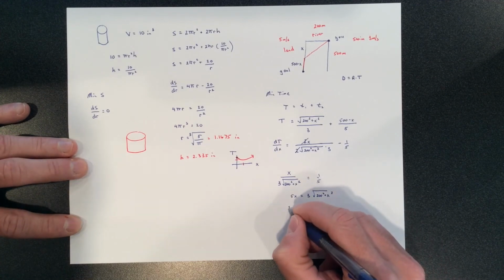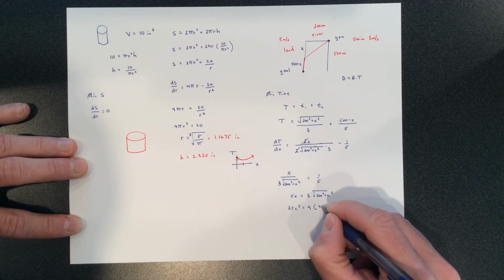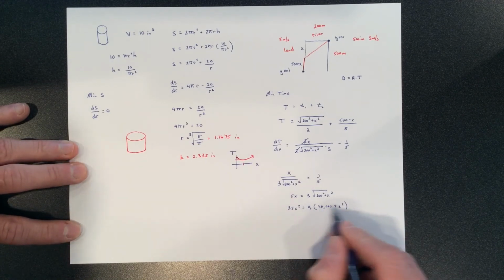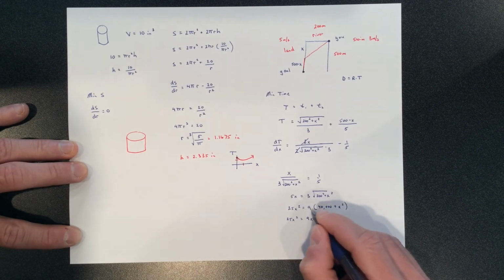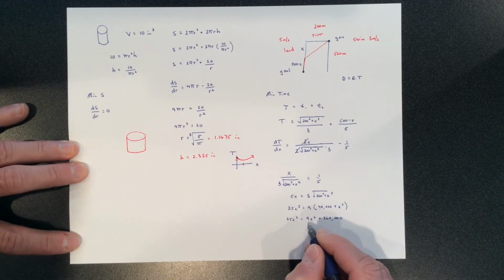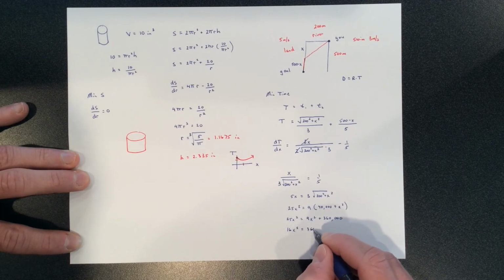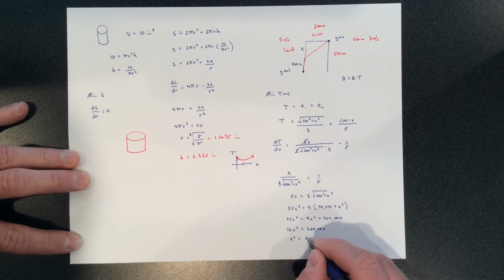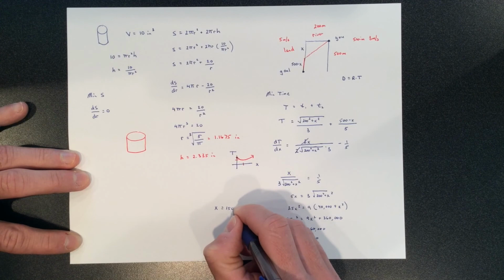Now I'm going to square everything. 25x squared equals 9 times the quantity, that's just 40,000. Let's just go ahead and write that out. Plus x squared. And I'm going to distribute this. 25x squared equals, that's a 9x squared, and then that's 360,000. Let's subtract the 9x squared. We get 16x squared equals 360,000. Divide by 16, and that's 22,500. And then take a square root, and you get x equals 150.